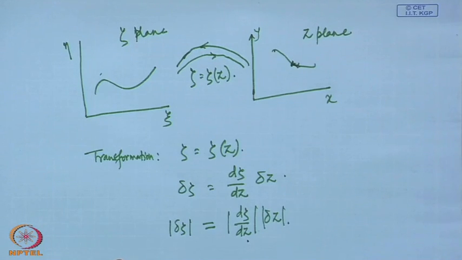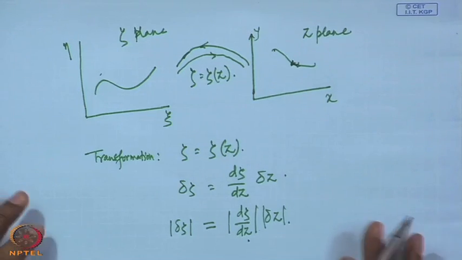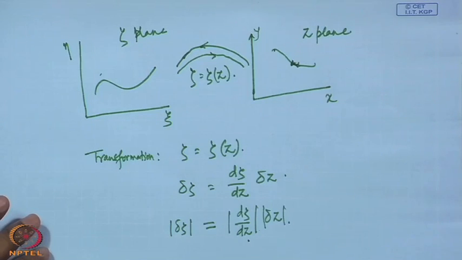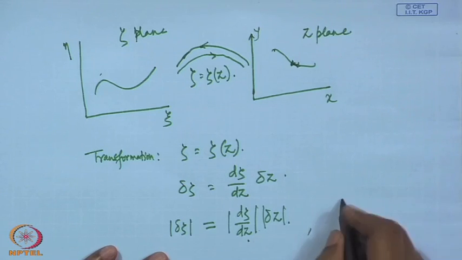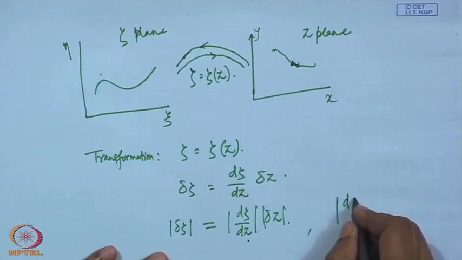A length element because of this transformation is magnified by a factor d zeta dz, which of course has a finite definite value because the function is analytic. The derivative exists, it is nothing infinite or undefined. So, this is called the magnification factor of the transformation.